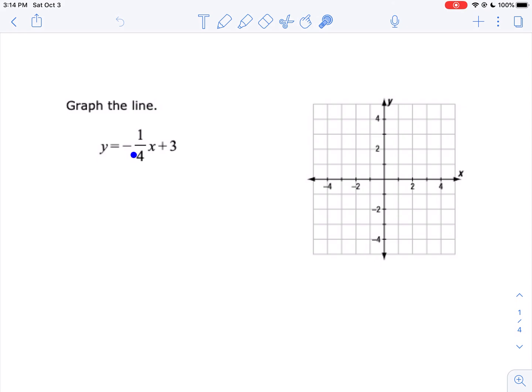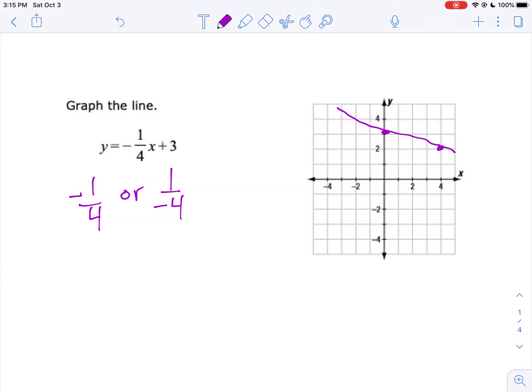When it says this fraction negative 1/4, that means one of two things: either negative 1 over 4 or 1 over negative 4. It does not mean both, because a negative divided by a negative is a positive. You correctly told me the y-intercept was 3, and you graphed that. But what you messed up on is you went down 1 and to the left 4. We should go down 1 and to the right 4.